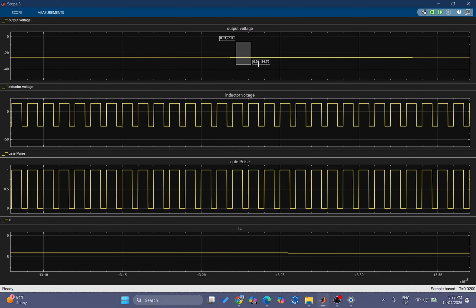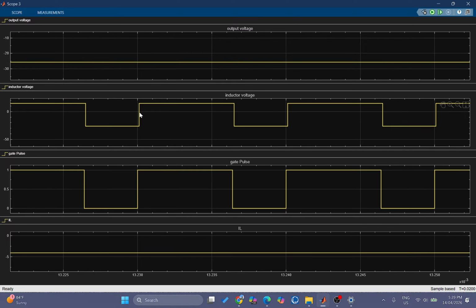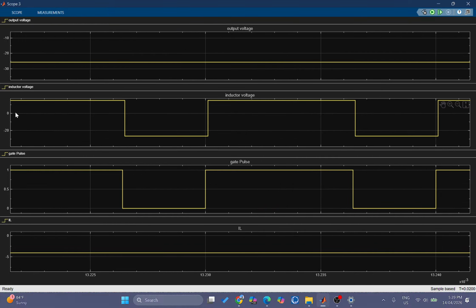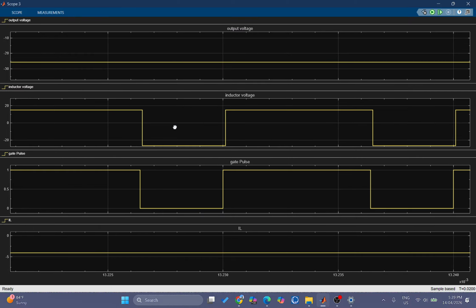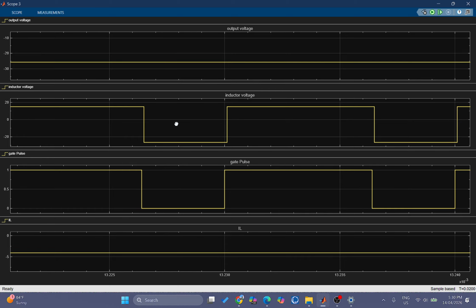Now you can see that your switch is turned on here and turned off here. It becomes negative, it becomes positive. So, sorry, this is the inductor voltage. Your inductor voltage is approximately around 18 volt to minus 23 volt.